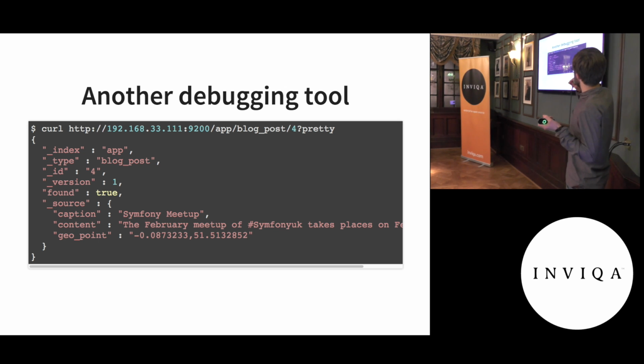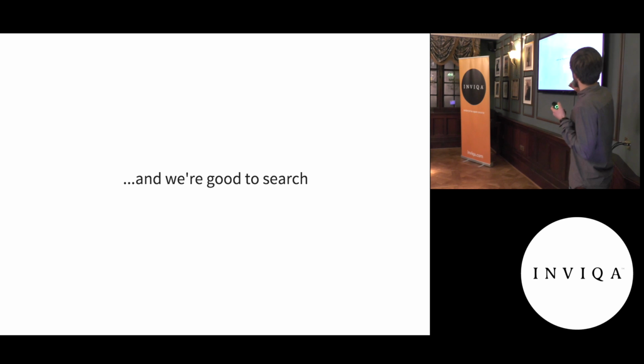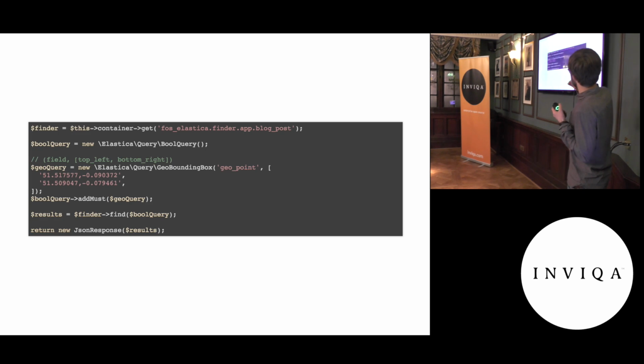So in this case, it's a caption, a content, and a geo point, and you go to search, and this is the geo bounding box search. It's pretty much the same as we had earlier with the Boolean query. In this case, it's an added must because it must be in the bounding box. It shouldn't only be there.